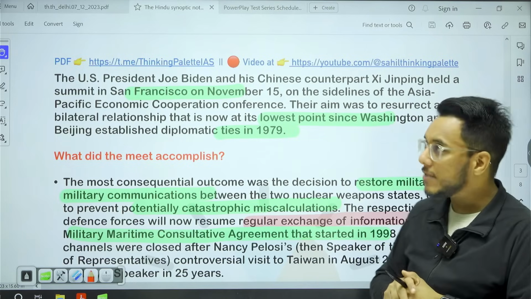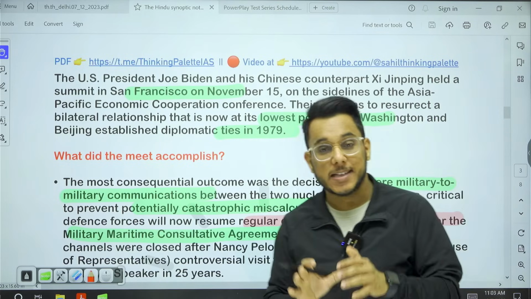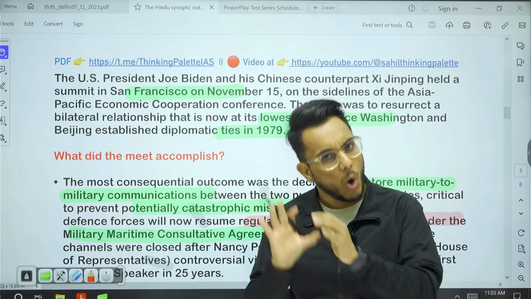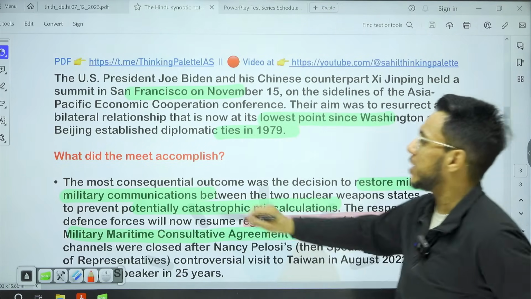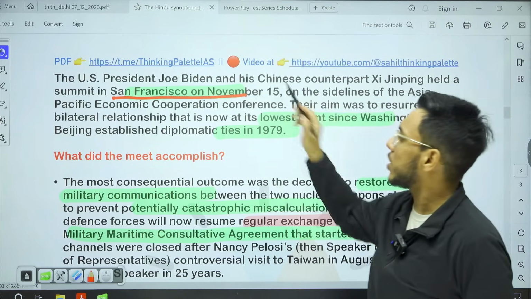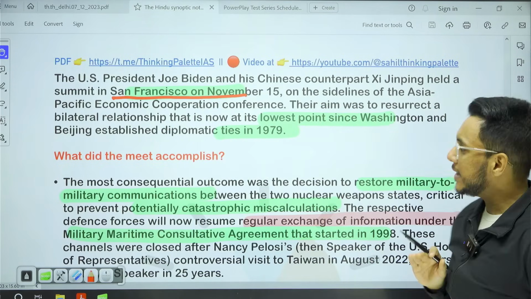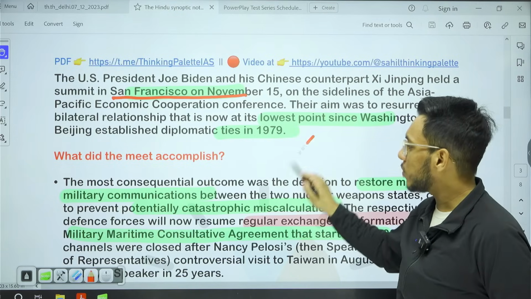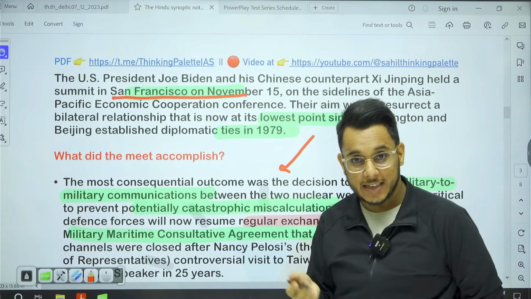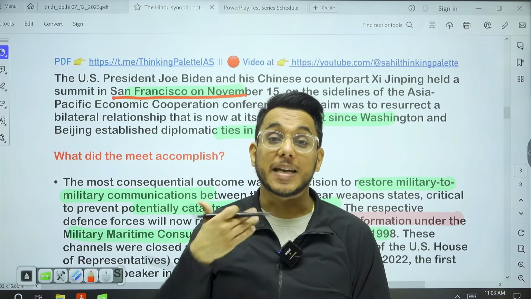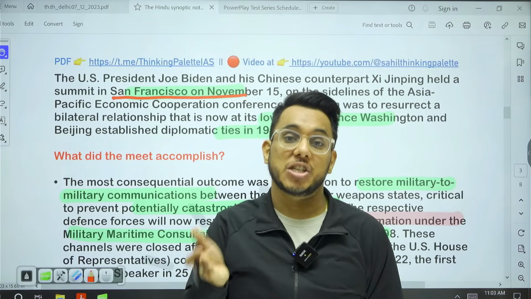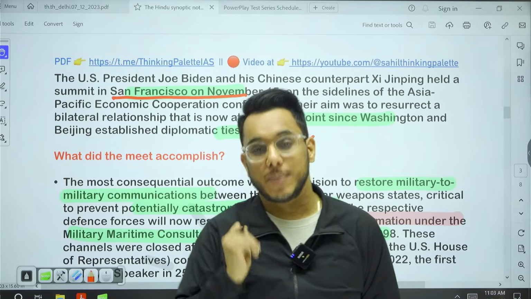Now guys, recently a summit has been organized between China and America. We have already covered this summit earlier. This particular summit was held in San Francisco on November 15. And in this summit, both countries have said that they will open the dialogue, and military to military cooperation, military to military information exchange that got suspended will now again be resumed.